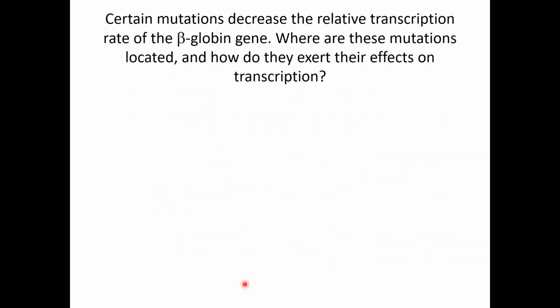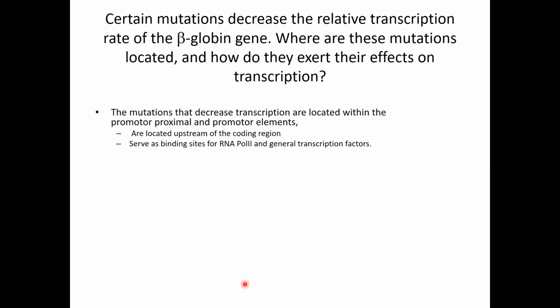So this is another question that I found in the question set that Dr. Bruce put up, except I took out the figure to it. So this is just a general question at this point. Certain mutations decrease the relative transcription rate of the beta globin gene. Where are these mutations located and how do they exert their effects on transcription?